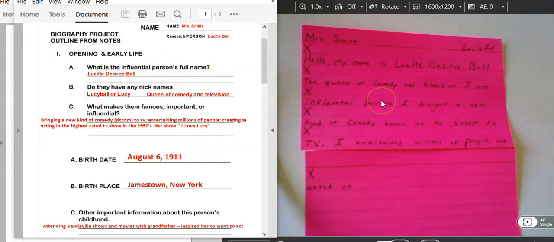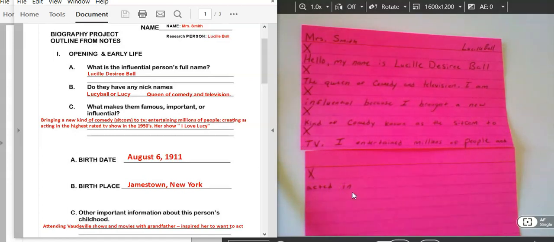Notice Mrs. Smith has written in the first person by saying, "Hello, my name is Lucille Desiree Ball, the queen of comedy and television. I am influential because I brought a new kind of comedy known as sitcom to TV. I entertained millions of people and acted in."